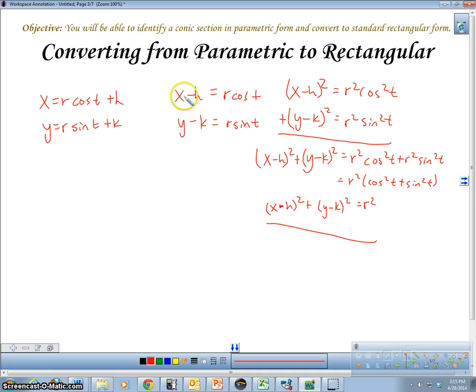Now we could do the same thing for the ellipse, only for the ellipse I'm going to divide by a and b first, then square both sides and then add. Maybe you can try that on your own and see if you can do that.